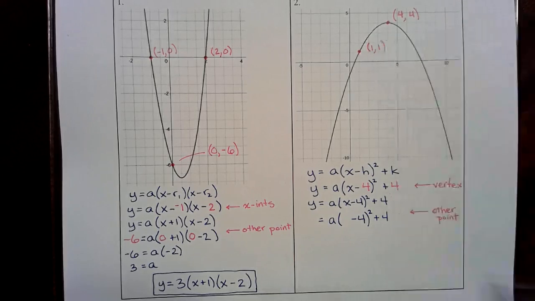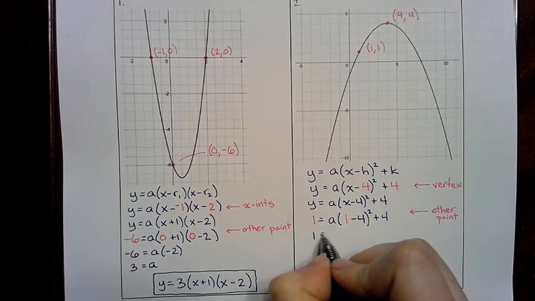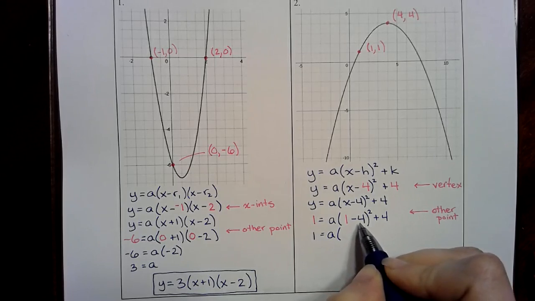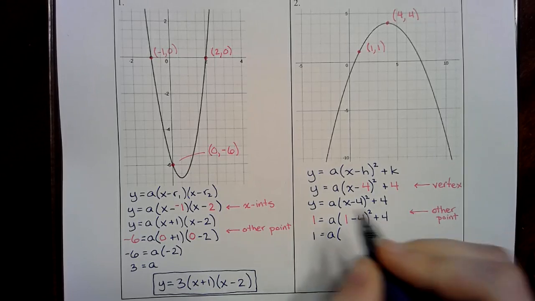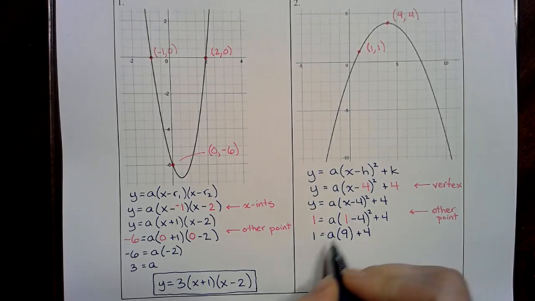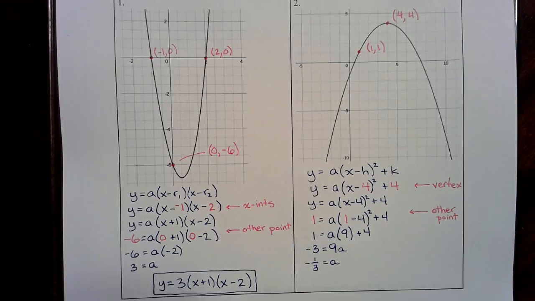In this case, 1, 1. So 1 equals a times, well, 1 minus 4 is -3, squared will be +9. I will subtract 4 from both sides. Divide by 9 on both sides. And I find that my a is -1/3.